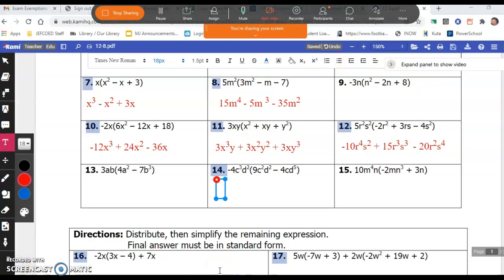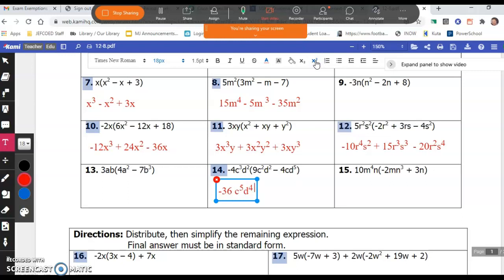All right, now we're looking at 14. Really, the only difference here, guys, is just our exponents have increased instead of being 2 or 3. Now we're looking at some where we got 4 or 5. Okay? All right, so we got negative 4 c to the third d squared distributed. So negative 4 times that 9 is going to be what? Negative 36. C will be raised to the power of 5. And d will be raised to the power of 4.